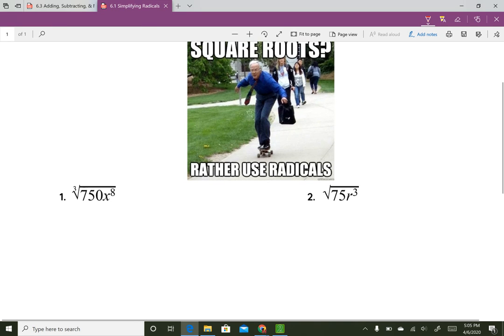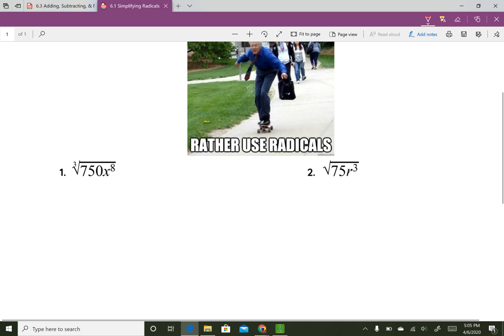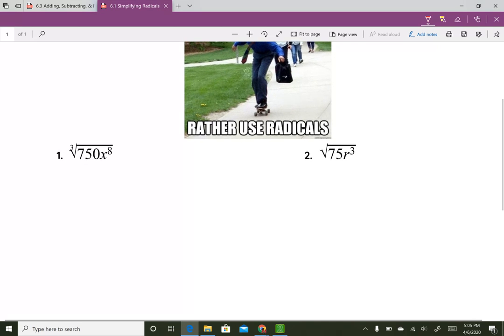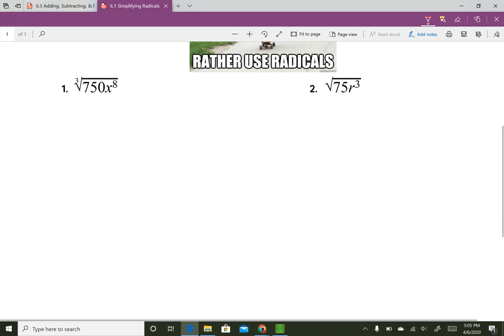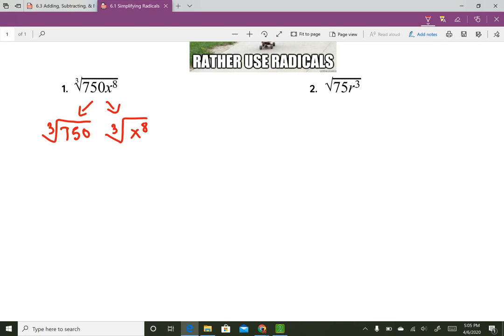That's all right, though. So if we look at number one, the first thing we want to do when we simplify radicals is a key step here. What I want to do is split this up into the cube root of 750, and the other one is the cube root of x to the eighth. The reason I do that is it's just going to make my life a little bit easier.